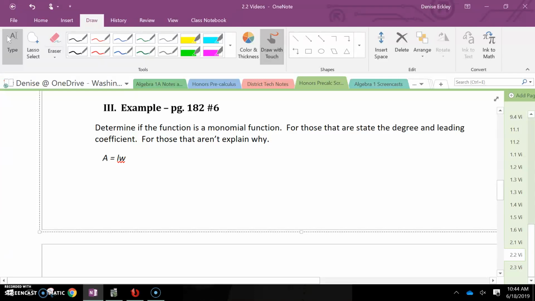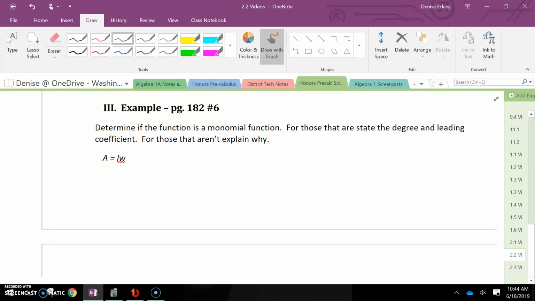Page 182, number 16. Determine if the function is a monomial function. For those that are, state the degree and the leading coefficient. For those that aren't, explain why. So the equation that's given for number 16 is A equals LW.